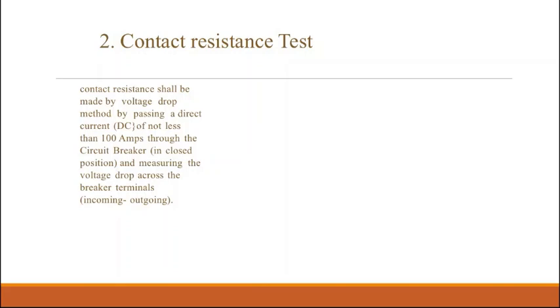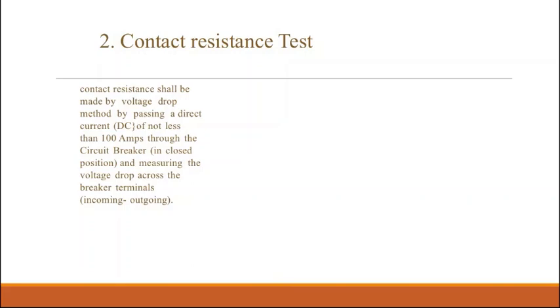And one more thing we can speak about here, the I square R loss. The I square R loss always will give the heat produced across this contact. So we have to be very careful. When this contact resistance is more, then this is dangerous for our day-to-day operation.